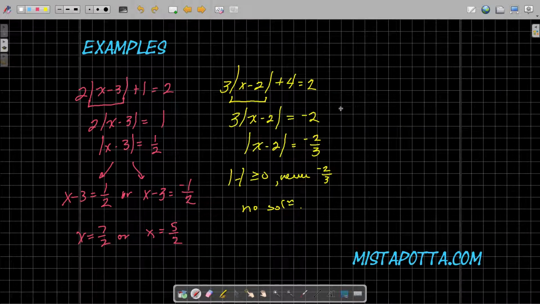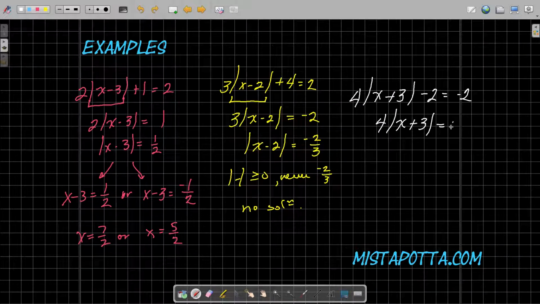So the final example I want to do is a situation where I would have one unique solution. So if I have 4 times the absolute value of x plus 3 minus 2 equals negative 2, you can see what's going to happen here and where I can recognize the one solution situation pretty easily. I'm going to add 2 to both sides. I get 4 times the absolute value of x plus 3 equals 0. So the absolute value of x plus 3 equals 0. And I really can't divide this up into a positive 0 and a negative 0. I just want to know where is x plus 3 equal to 0, and that happens at x equals negative 3. Here we have one solution.